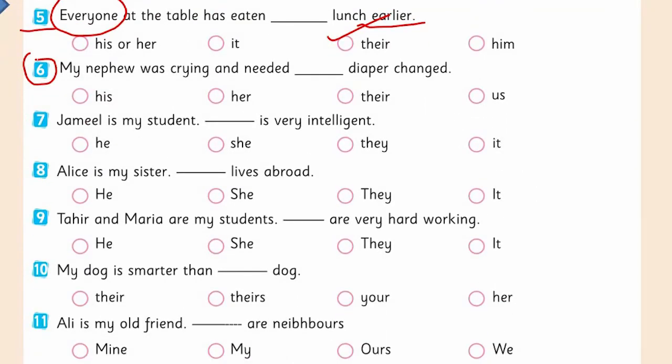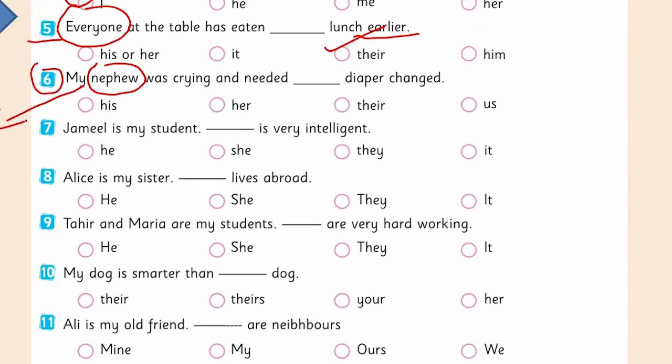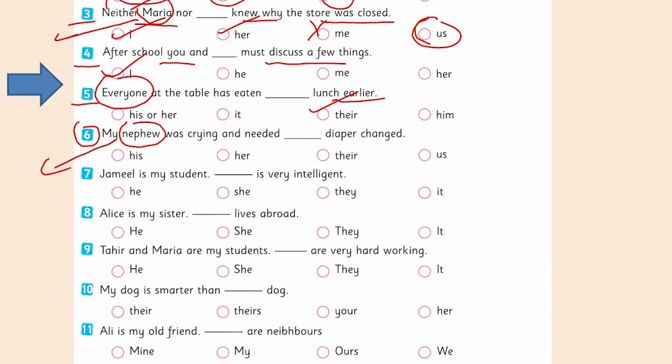My nephew was crying and needed diaper change. Nephew is a masculine noun here. So it is specifically talking about only nephew here. He was crying and needed a diaper change. उसका वो अपना diaper change. There is a possession again. So we will choose his here. My nephew was crying and needed his diaper change. Look at the seventh one.